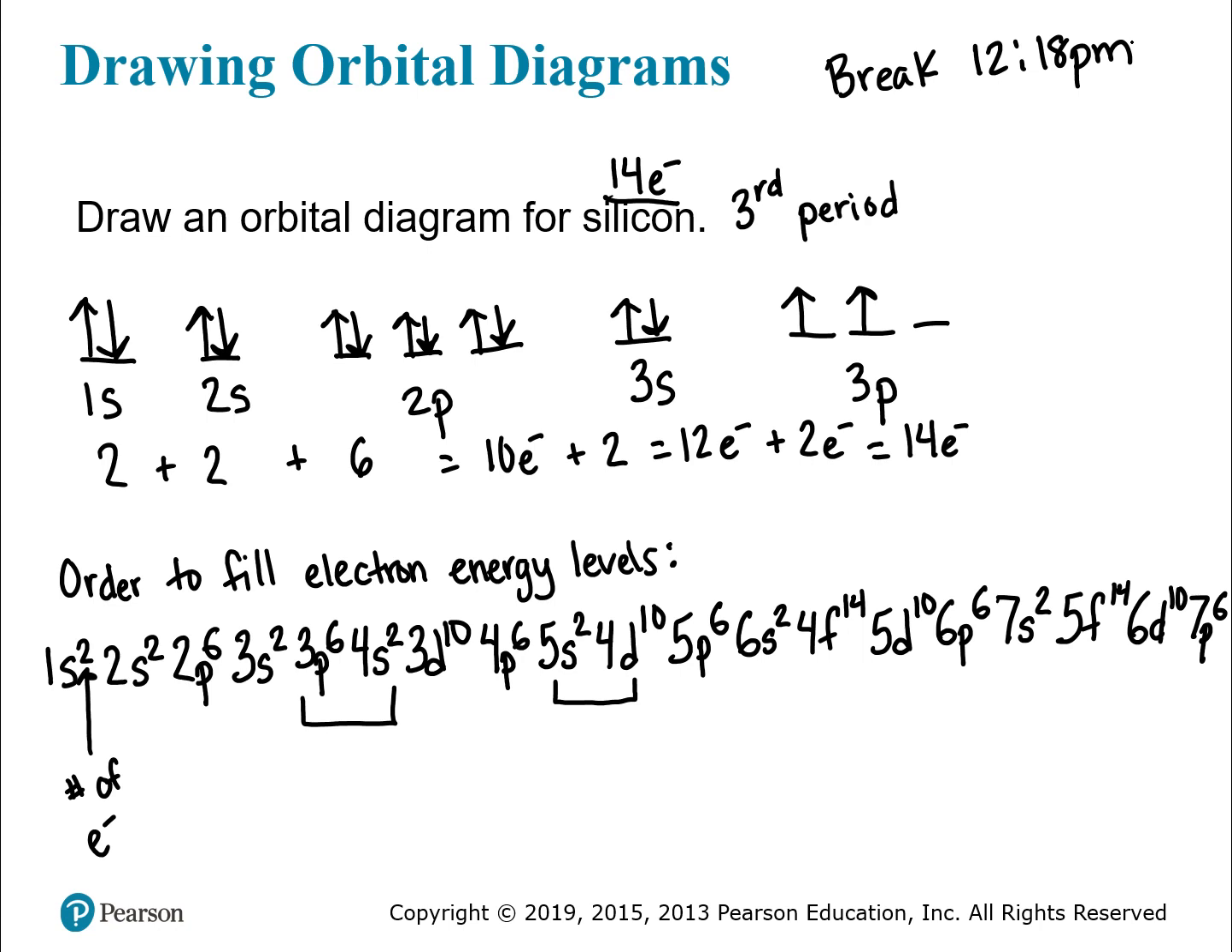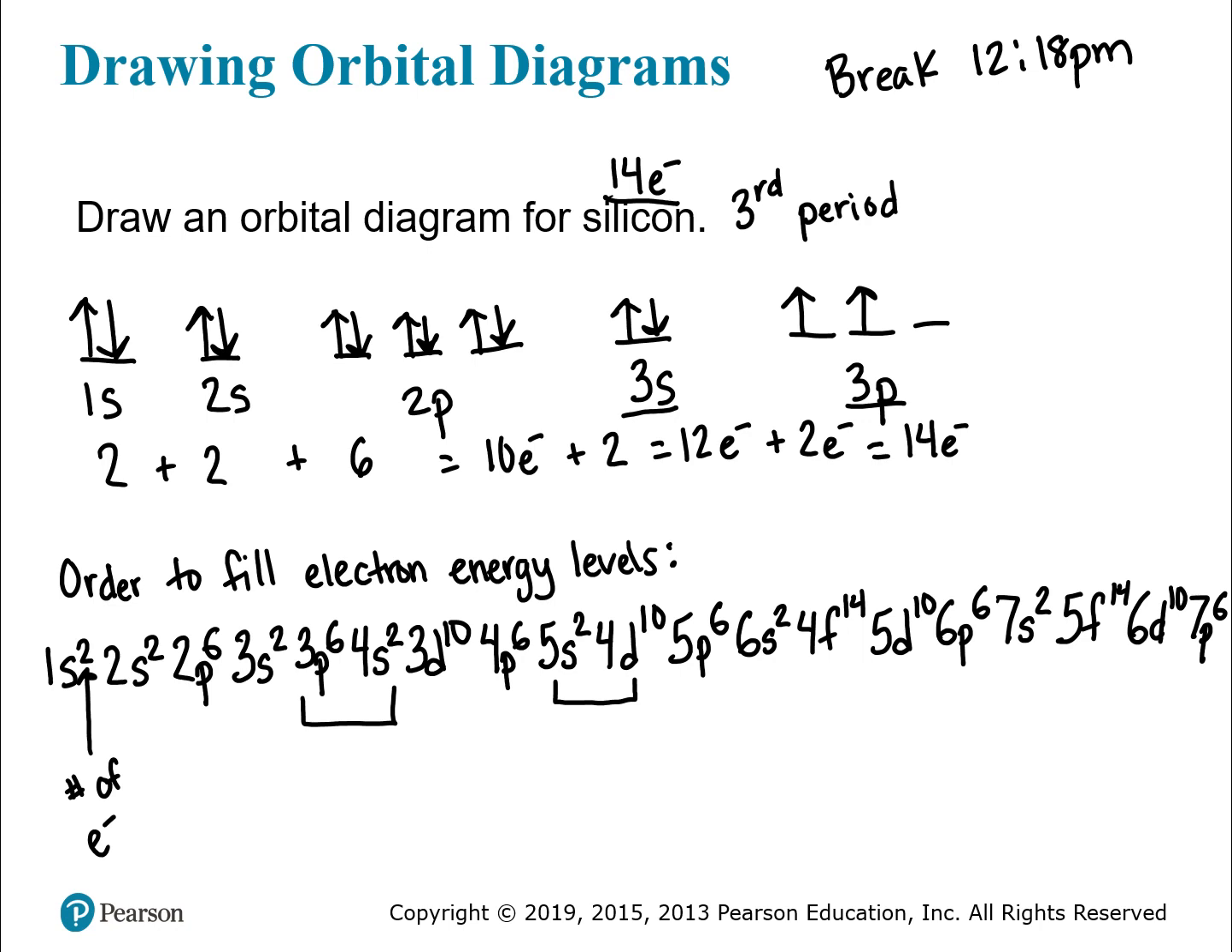All right, everybody. It's 12:18. So we're going to get back to it. I know this chapter is getting a little heavy. But what we just did was we wrote an orbital diagram for silicon. It's a 3rd period element, which means that we needed to have sublevels in the 3rd energy level to accommodate all of its electrons.